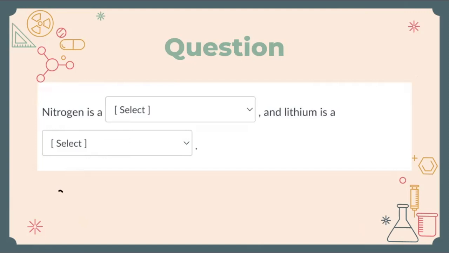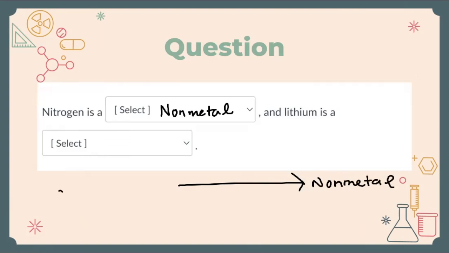And so let's look at nitrogen. Where is nitrogen on the periodic table? It's all the way to the right. So if it's all the way to the right, we know that it has to be a non-metal. But if it's all the way to the left, we know that's a metal. And then somewhere in between here, we have our metalloids.